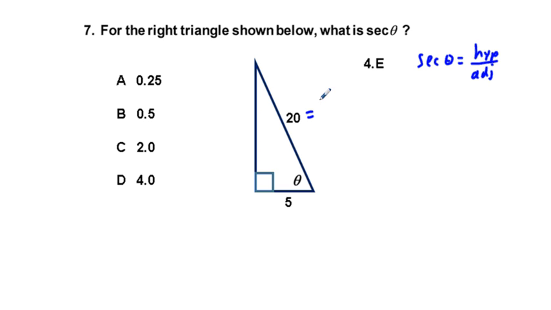And so our hypotenuse is going to be this guy right here, 20, and our adjacent side is going to be 5. So secant theta is going to be 20 over 5. And 20 over 5 simplifies to 4. So our correct answer for number 7 is D.